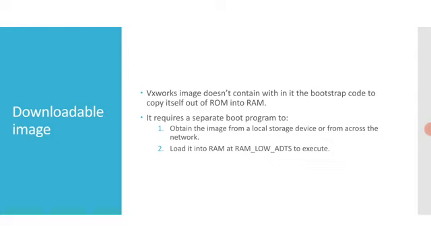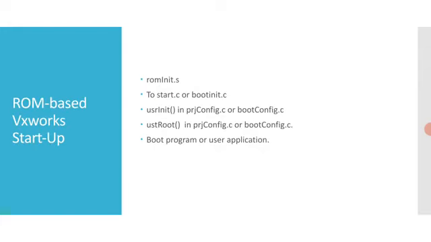So ROM-based VxWorks startup will have romInit.s, with a minimal initialization of interrupts and initial stack. romStart.c or bootInit.c copies text or data segments to RAM. usrInit in prjConfig.c or bootConfig.c is for pre-kernel hardware and software initialization. Start the kernel by calling kernelInit. Then usrRoot in prjConfig.c or bootConfig.c.